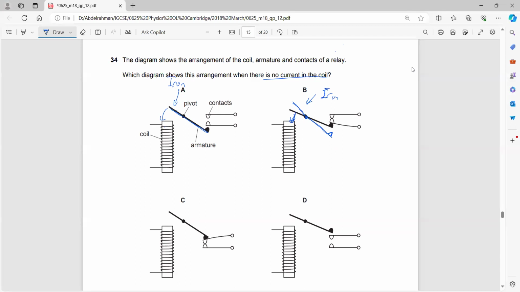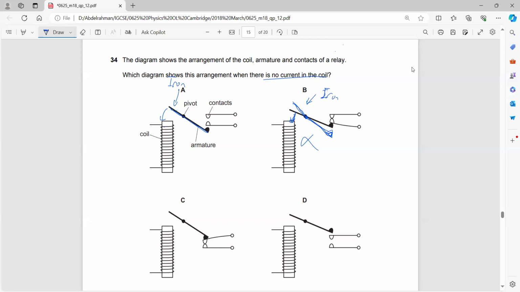Should it be attracted to the coil? No, it should not be attracted to the coil. It should be free to move. It should be falling downwards a bit as in A. So B is wrong, it shouldn't be facing upwards.